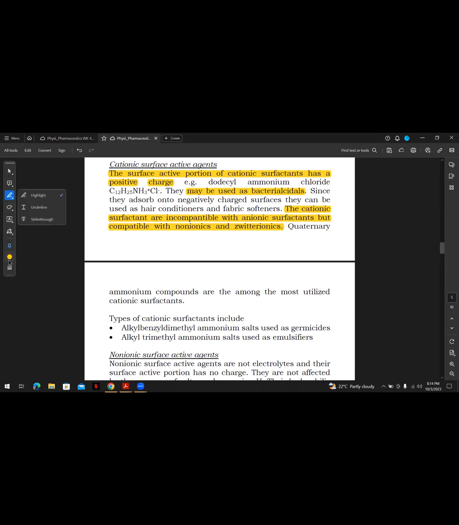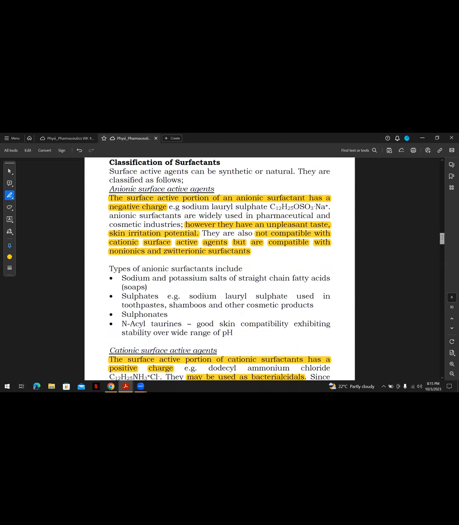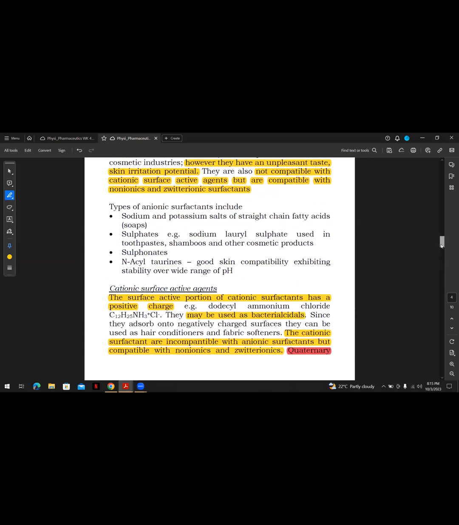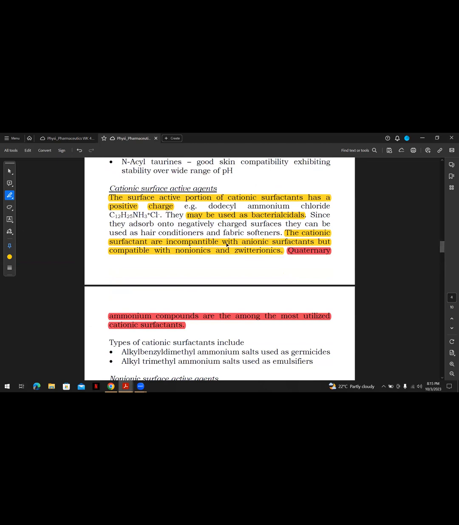So the cationic surfactants are incompatible with anionic surfactants, but they are compatible with non-ionics and zwitterionics. So the anionic surfactants, the ones that were up there, we said they are incompatible with non-ionics. They're also incompatible with zwitterionics. Just scroll up to confirm. Oh wait, it's vice versa. So the anionic ones are incompatible with the cationic ones, obviously because they have opposite charges, but they are compatible with non-ionics and zwitterionics. And the cationic surfactants are also incompatible with the anionic, but they're compatible with non-ionics and zwitterionics. So both of them are compatible with zwitterionics and non-ionics. They're just not compatible with each other. I hope I haven't confused anyone.